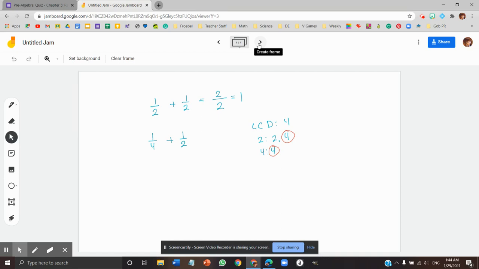So the first one is already with the number 4, so that's going to stay the same. And for the second one, I have to think, what number can I multiply the number 2 by that's going to give me the denominator 4? Well, 2 times 2 is 4. So that means I have to multiply this by 2. So 1 times 2 is 2, and 2 times 2 is 4, and my equivalent is going to be 2/4. Now they have the same denominator, so now I can solve this. Again, my denominators stay the same, and my numerators are going to be added up. 1 plus 2 is 3. And that is my answer.